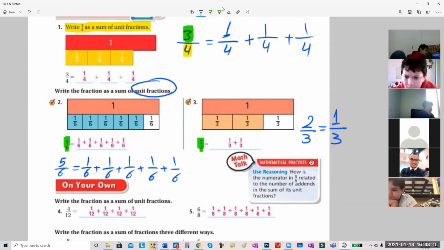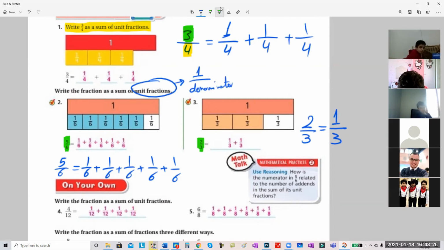The unit fraction means 1 over the denominator. So the denominator is 3 here, so 1 over 3. How many times are we going to repeat it? Two times. So it will be 1 over 3 again because we have 2 here. Got it? Yeah. Thank you. Now I got it.